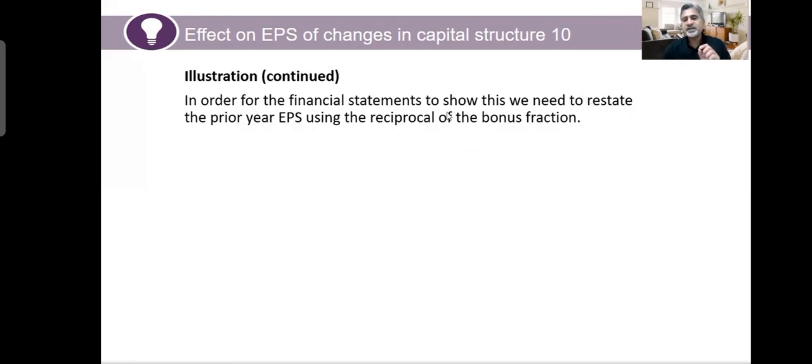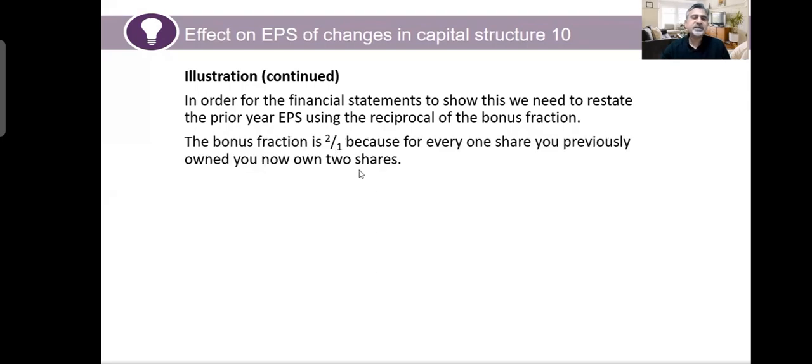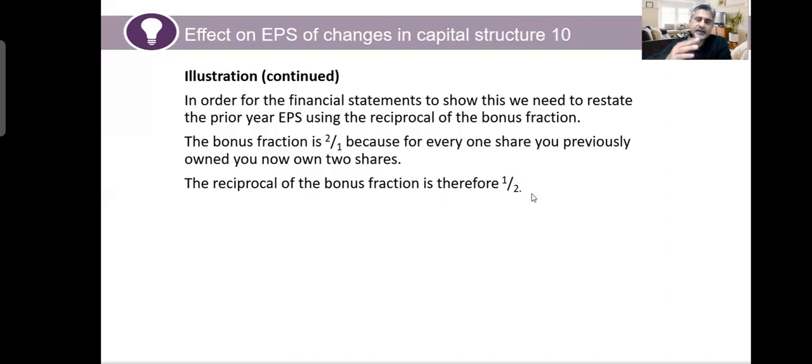So in order for the financial statements to show this, we need to restate the prior year EPS, last year's EPS, using the reciprocal of the bonus fraction. The bonus fraction in this case is 2 to 1, because for every 1 share you previously owned, now you own 2 shares. Before you had 1, now you have 2. So it is 2 by 1, which means twice. The reciprocal of the bonus fraction is therefore 1 by 2. So 2 by 1, and you switch the sides, it becomes 1 by 2. And this 1 by 2 you multiply with this 20 cents.